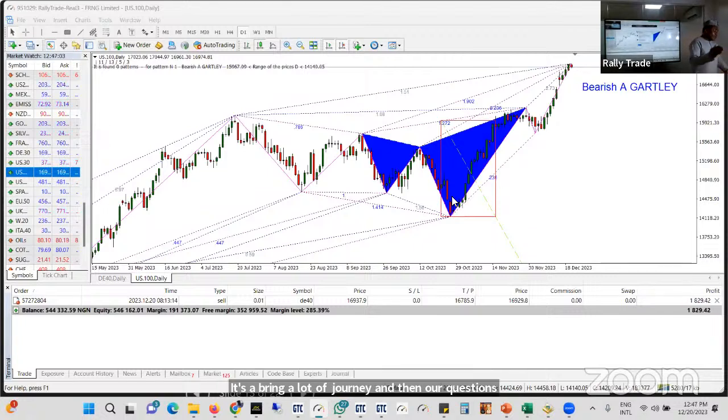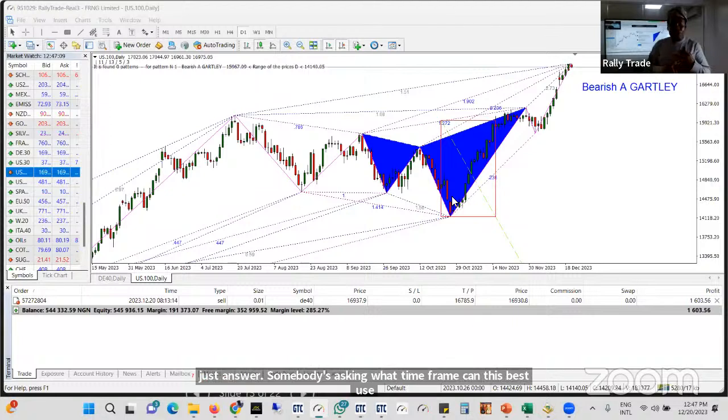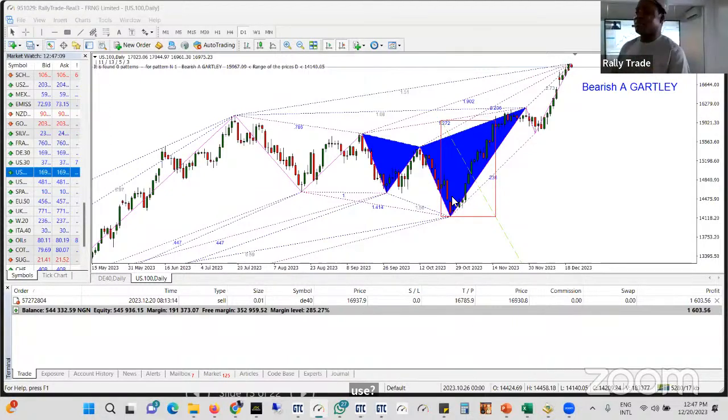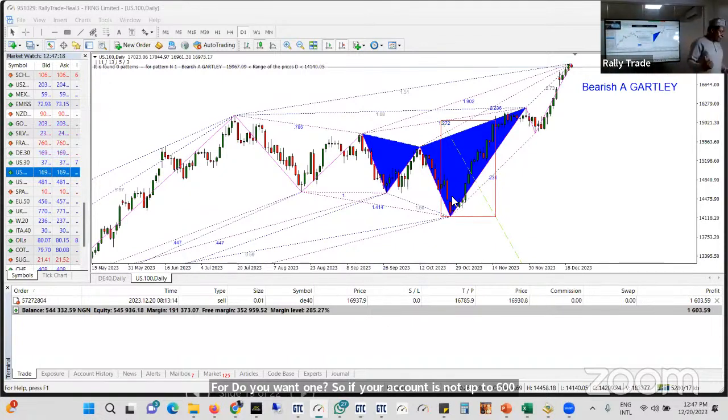Somebody's asking, what time frame can this strategy best be used on? Three time frames: H1, H4, D1.